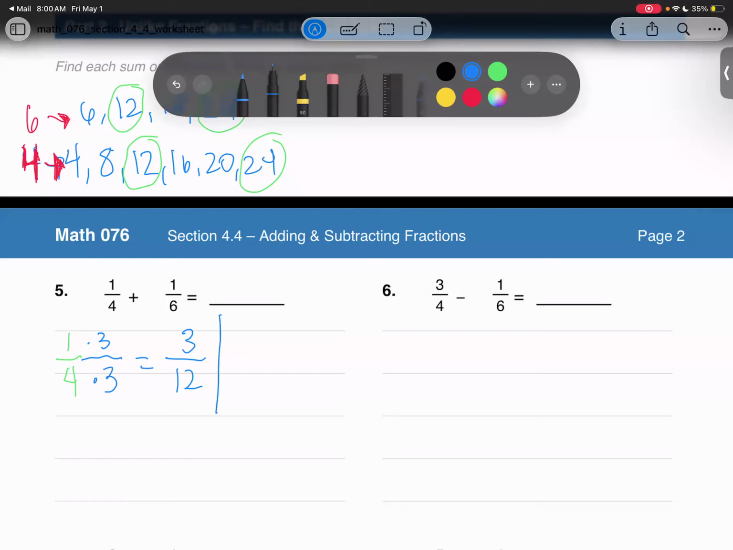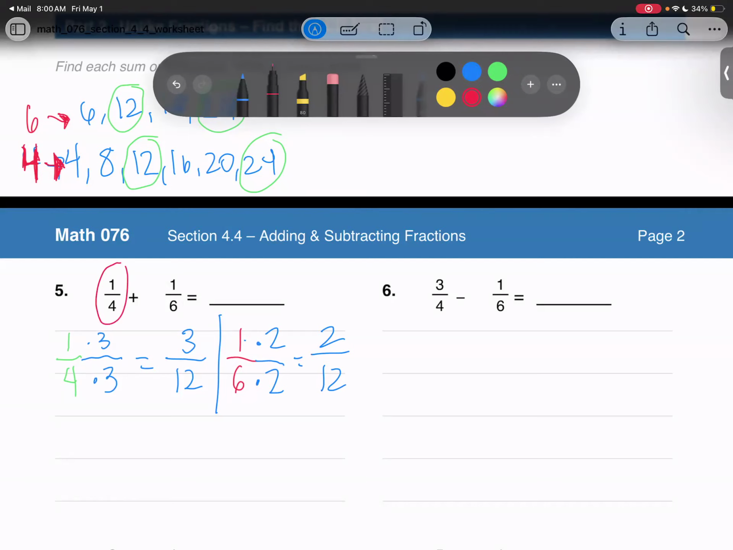And then my second fraction, 1/6. And I need to multiply it to get to 12s. So I'm going to multiply numerator and denominator by something. 6 times what is 12? 2. So I multiply numerator and denominator by 2. I get 1 times 2 gives me 2/12.